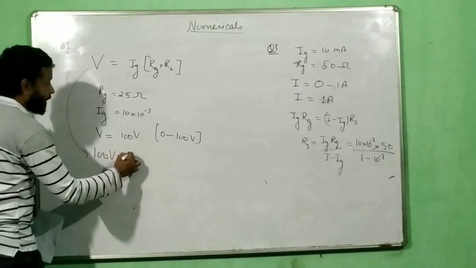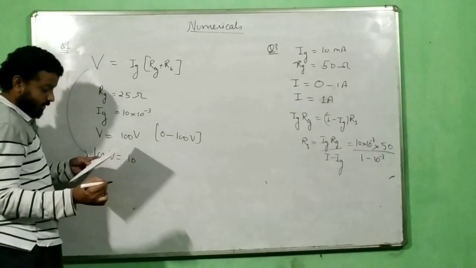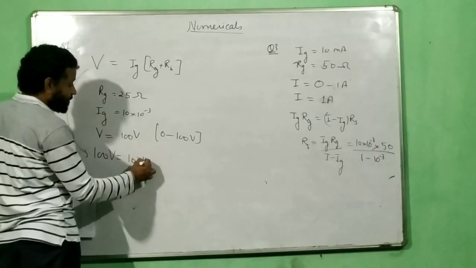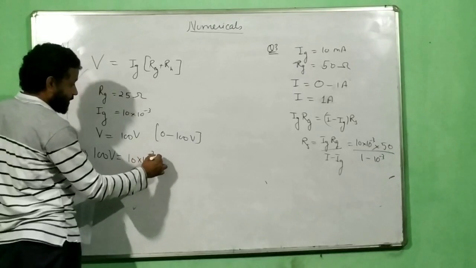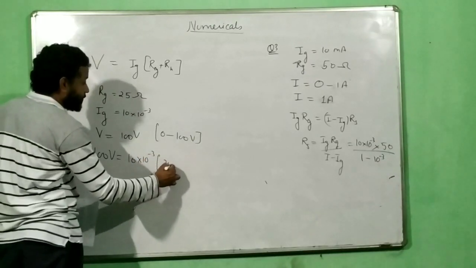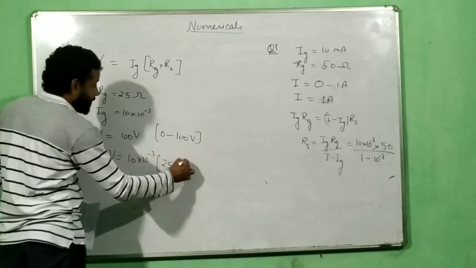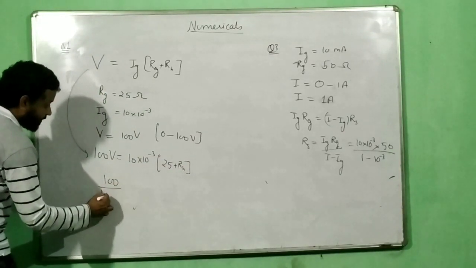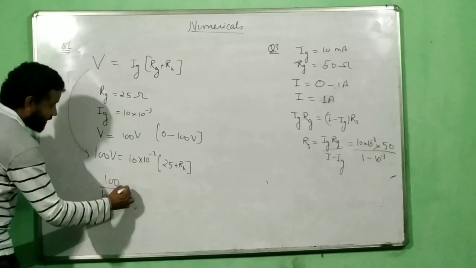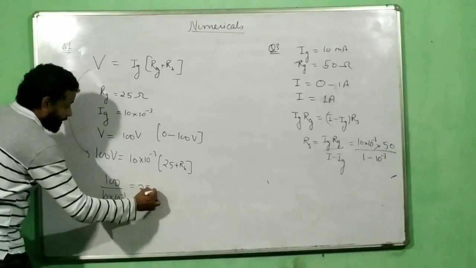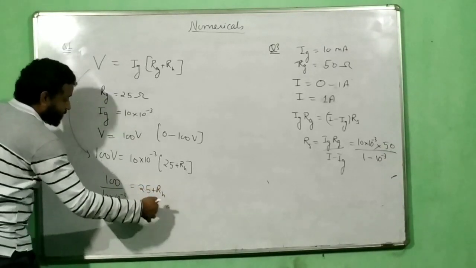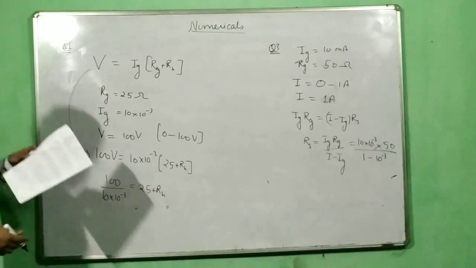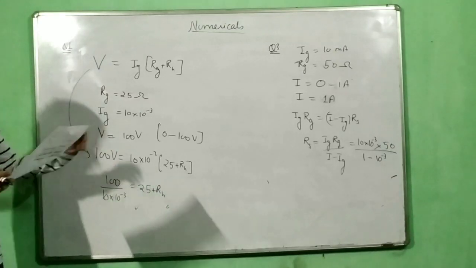So 100 I am going to put now in the formula. 100 volt equals Ig, that is 10 milliampere, that is 10 into 10 power minus 3, into Rg, Rg is 25, plus Rh. So you have to find the value of Rh. So this will become 100 divided by 10 into 10 power minus 3 equals 25 plus Rh. From here you have to find the value of Rh. I'm pretty sure you can do that using a calculator and get the answer.